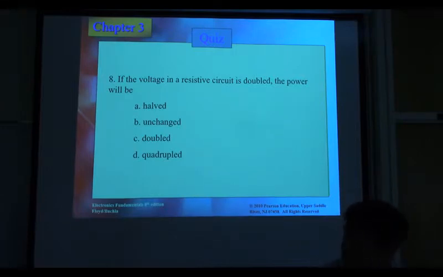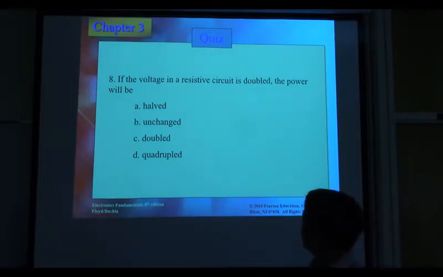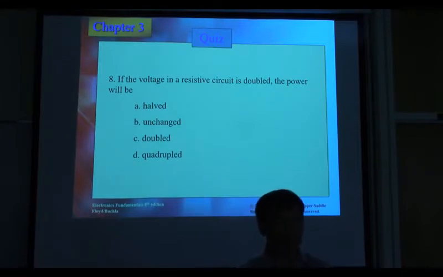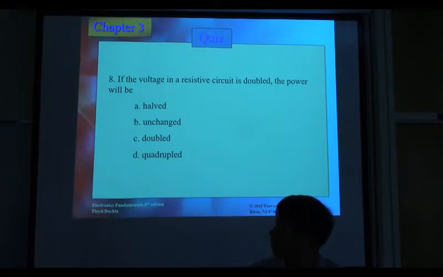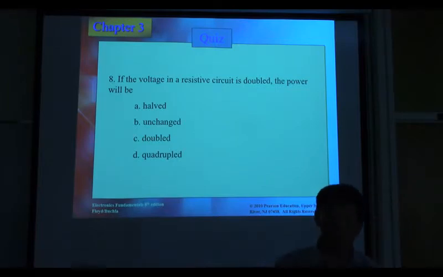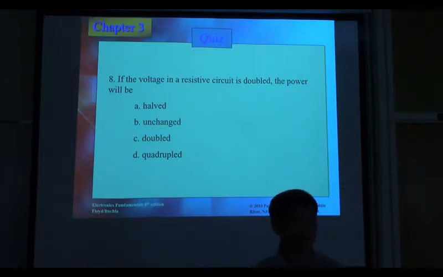So now which one should we use in this case? We know the voltage, we know the resistance. So we should use P equals voltage squared over R. And the voltage is doubled in the resistive circuit, the resistance we assume is constant here. So P equals V squared over R. R here is constant. We double the voltage.